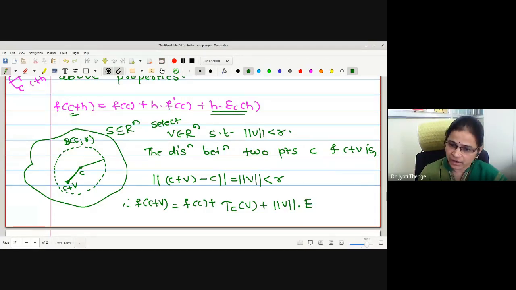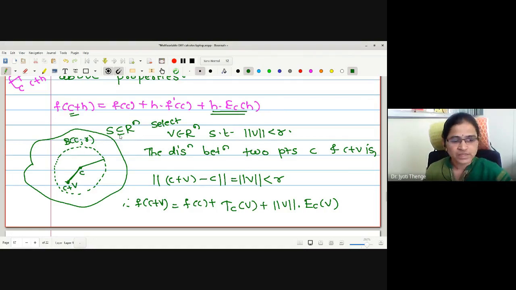Okay. And error. Now this error depends on V. Same statement I have written in an n-dimensional space. What is the change only? Instead of C and C plus H being on a line, here we are getting them in an n-dimensional ball, an n-dimensional subset of the given domain. Is it clear to everyone? Same statement. And this is what the definition of total derivative is.